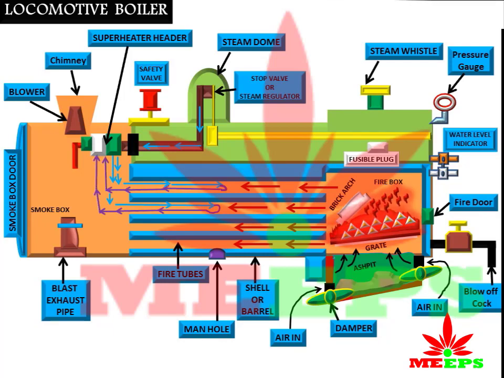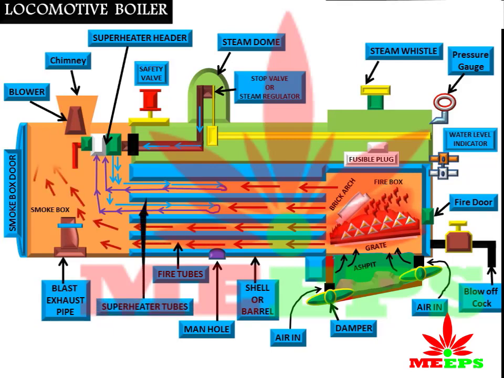Through the series of the fire tubes, then they are discharged to the atmosphere through the chimney. So as we can see, the exhaust of these flue gases to the atmosphere is through the chimney, and the fire tubes are placed inside the barrel. Some of these tubes are of large diameter and the others of smaller diameter, and here superheater tubes are placed.